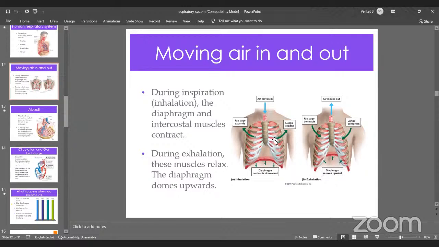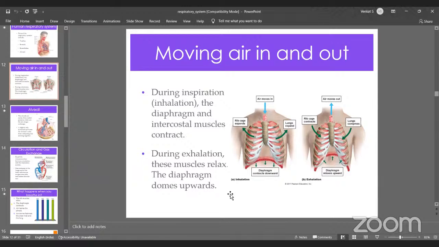In the first diagram, the diaphragm contracts downward. In the second diagram, it relaxes upward. This is the first stage, inhalation. The second one is exhalation. During respiration, in inspiration or inhalation, the diaphragm and intercostal muscles contract. Then during exhalation, those muscles relax and the diaphragm moves upwards.